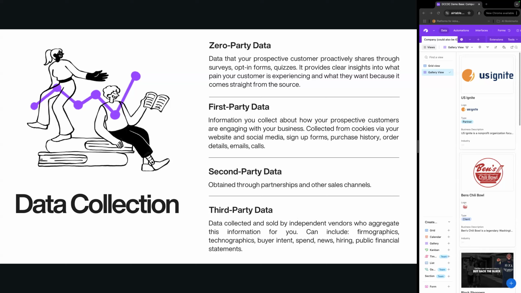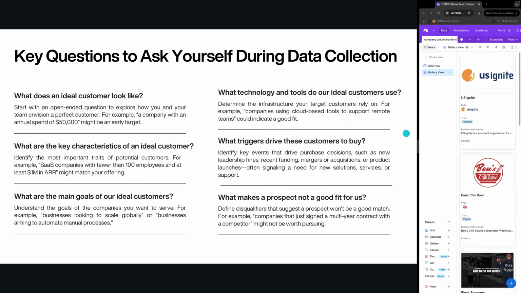Second-party data is the data that's collected through partnerships. And third-party data is gathered by outside vendors offering a broader market view. So each type provides a unique angle to help you better understand your target customers and how to best serve them. And so these are some key questions that you can ask.